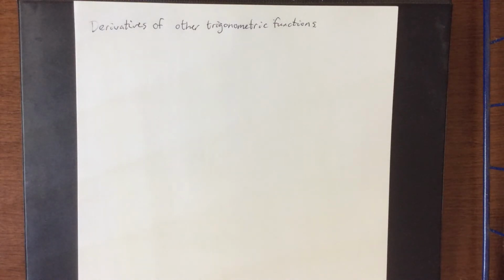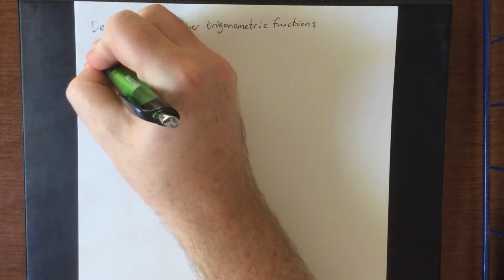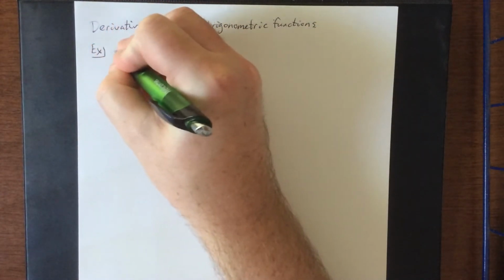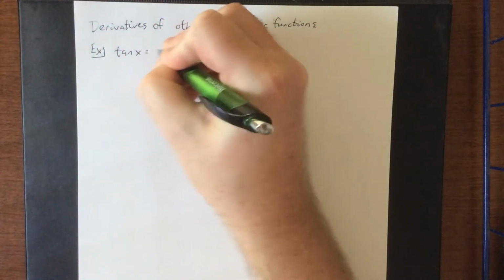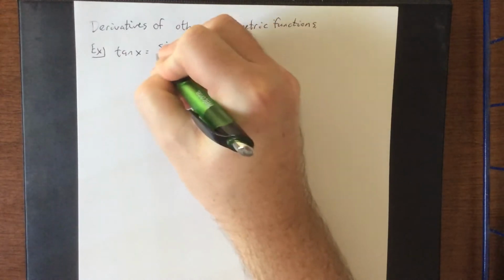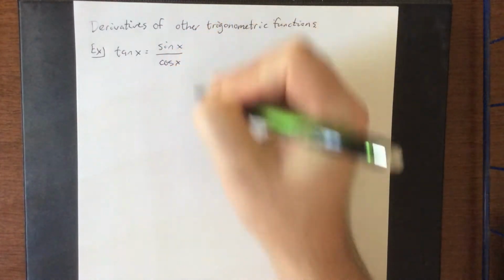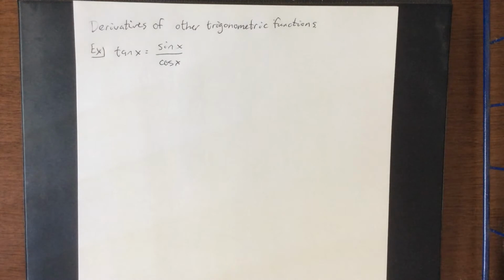Now that we have derivative shortcuts in place for both the sine as well as the cosine function, we're going to use a combination of quotient, reciprocal, and Pythagorean identities to come up with derivatives of the other trigonometric functions. For example, if I were interested in a derivative shortcut for the tangent of x, there is a quotient identity that lets me know that that is equal to the sine of x divided by the cosine of x.